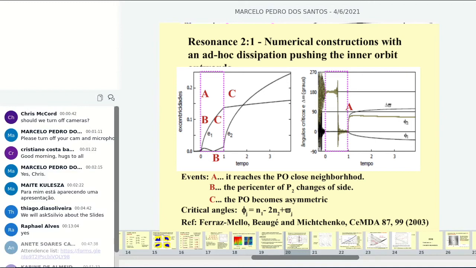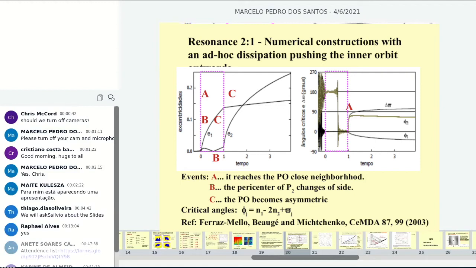At time t equal to 1, the pericenters continue frozen, but now the angle between them is no longer 0 or 180. It's some angle, in this case about 90 degrees, but actually only 84 degrees, if I remember well. And the system becomes completely asymmetric.